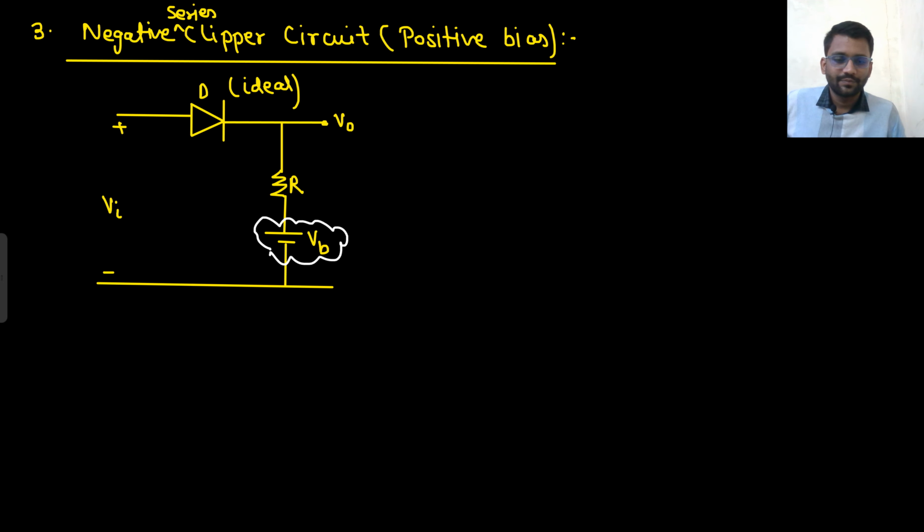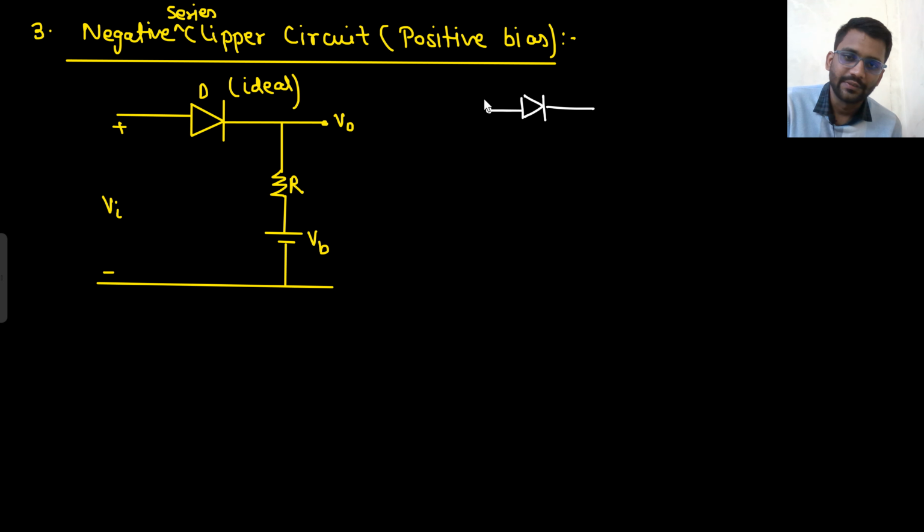Now we have to analyze the circuit. I hope you will be able to do it on your own as well. So let's see. This is V in, this is V naught, and this is the diode, which is ideal. Tell me one thing now, how will you apply the open circuit test?